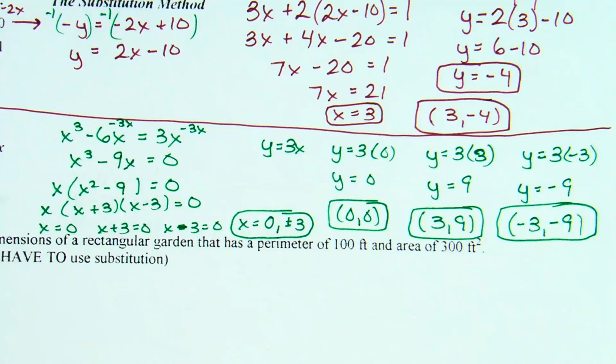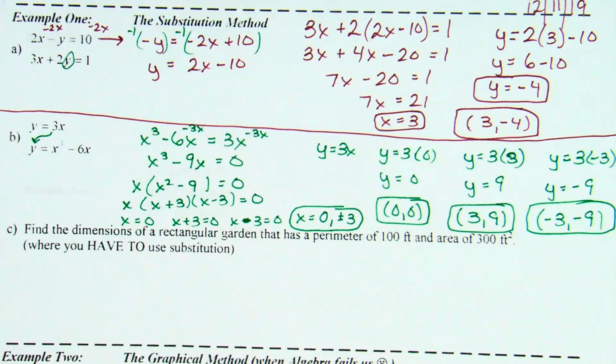C. Good old word problem here. No, you're not allowed to skip it. You don't get better at them if you don't try them. Find the dimensions of a rectangular garden that has a perimeter of 100 feet and an area of 300 square feet.